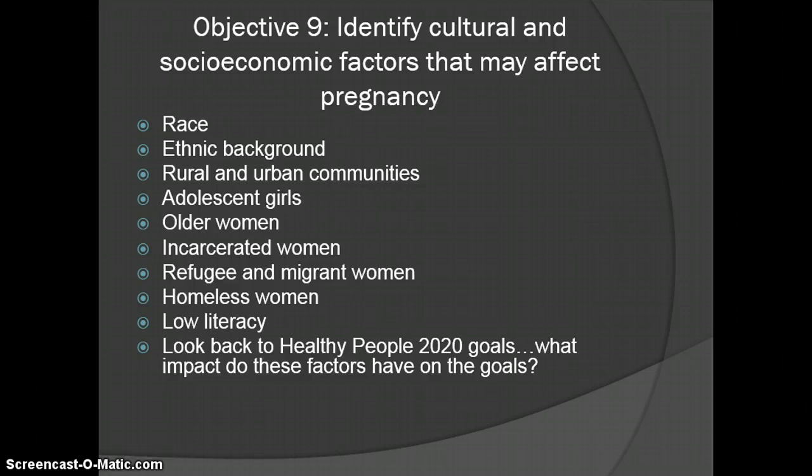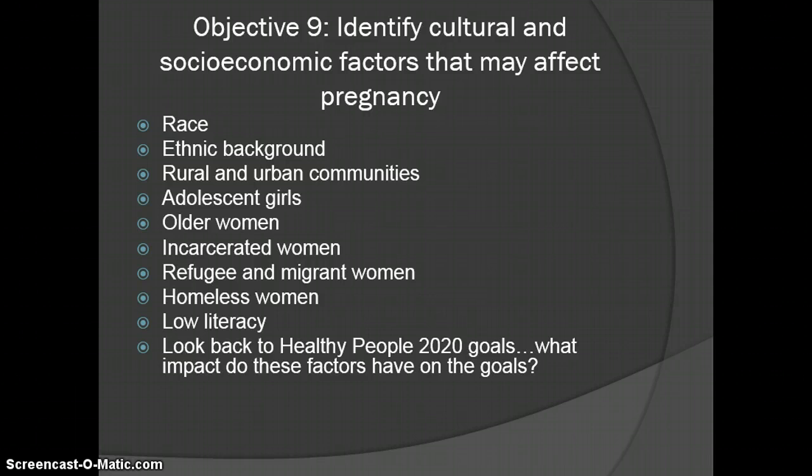Identify cultural and socioeconomic factors that may affect pregnancy. These are all listed across your chapters. When you're looking at factors that can affect pregnancy: race, ethnic background, rural and urban communities, adolescent girls, older women, incarcerated women, refugee migrant women, homeless, low literacy, they all come with special needs, and this is in chapter 3 of your text. So I would just spend some time reading about each of these women and what their specific need is and how that specific need can affect their pregnancy and how their outcomes may be.